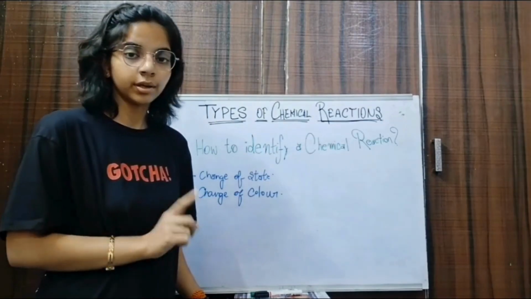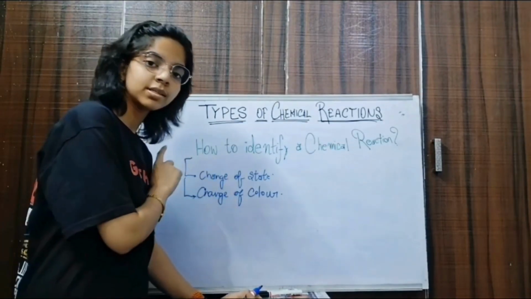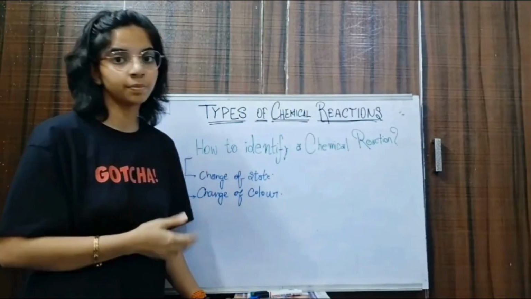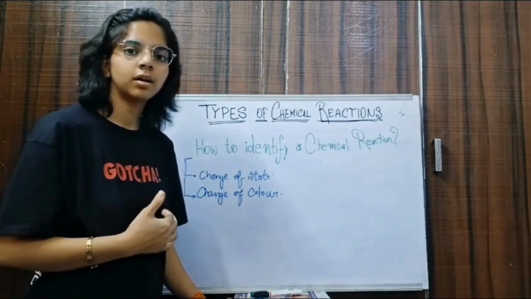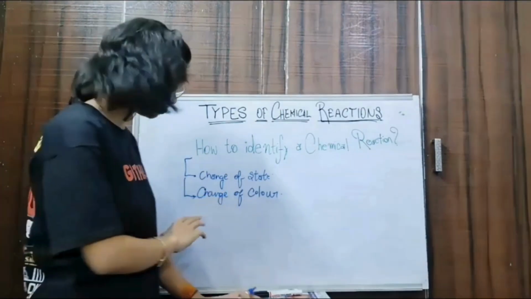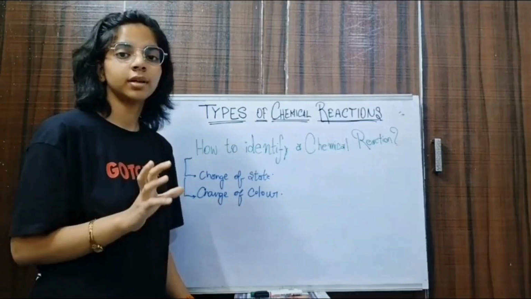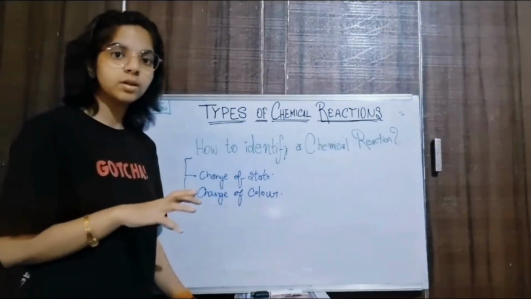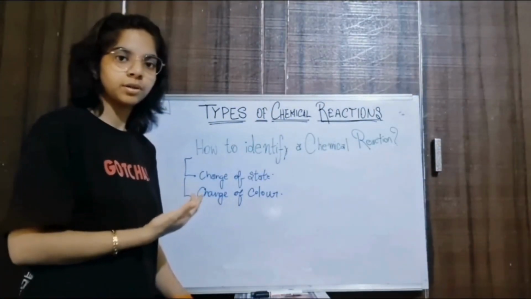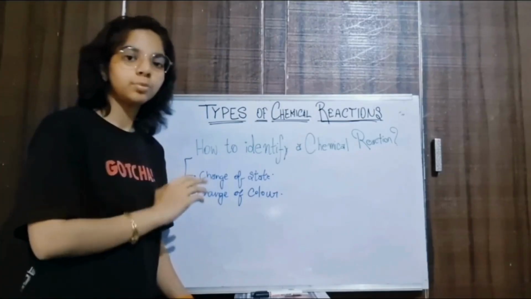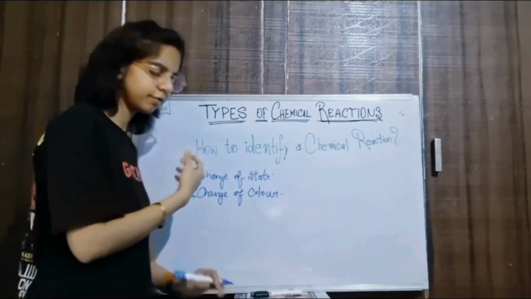And how are we identifying it? By seeing the change in color of copper. So there are a lot more examples of change of color to observe the chemical reaction. There are many chemical reactions in which the color of the product is changed. The main observation is the change of color.